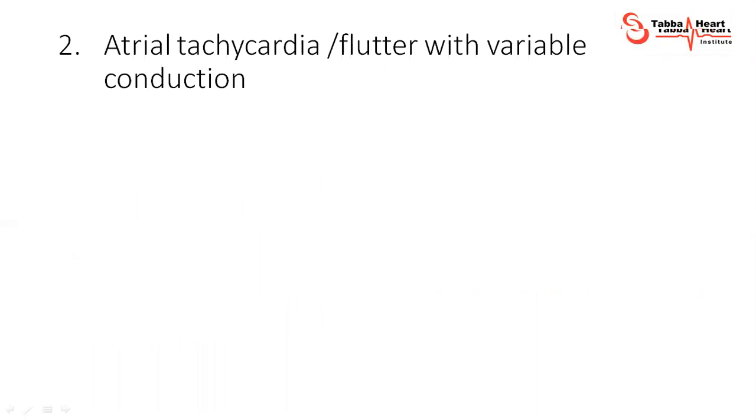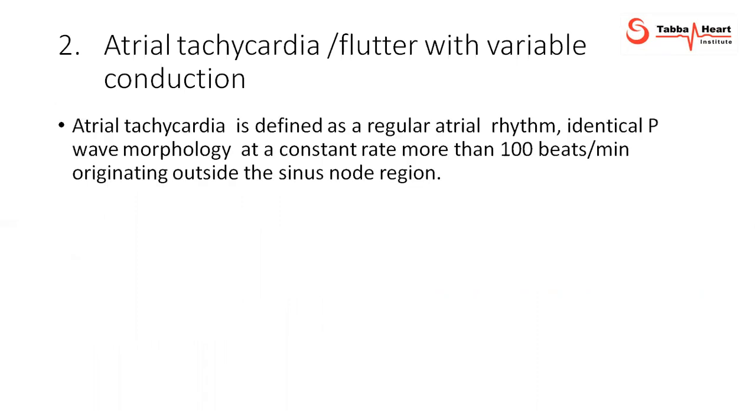Then the next differential diagnosis for irregular narrow complex tachycardia is atrial tachycardia with variable AV conduction. And what is atrial tachycardia? We know that atrial tachycardia is an atrial rate of more than 100 beats per minute. The P waves are constant, morphologically identical to each other, and they fall outside the sinus node. So atrial tachycardia is not sinus tachycardia. Any P wave coming outside the sinus node is an atrial rhythm, right?